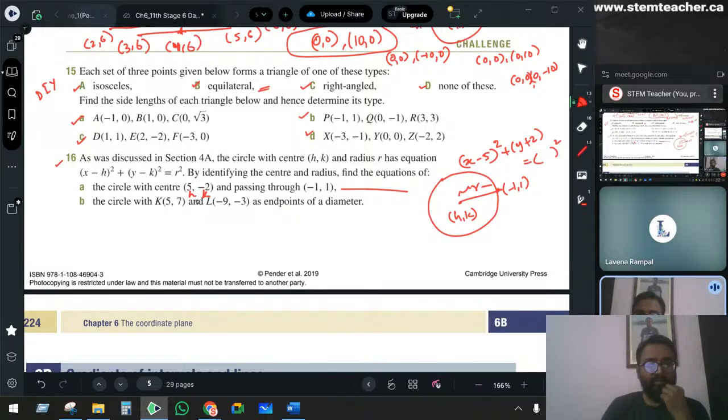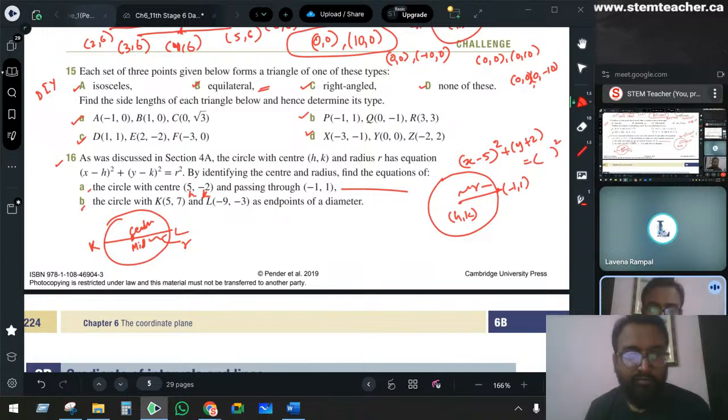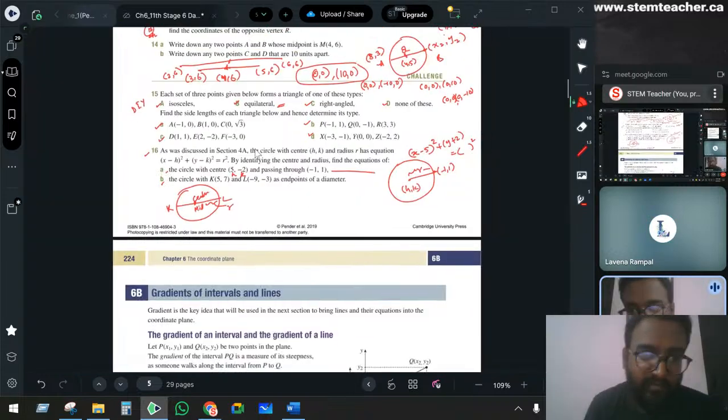Similarly, a circle with K and L as endpoints of the diameter. So this is the diameter, it is K, it is L. The midpoint will be the center. After getting the midpoint, evaluate the radius. Then you will get the answer. Okay, so with this, our sixth A is done.